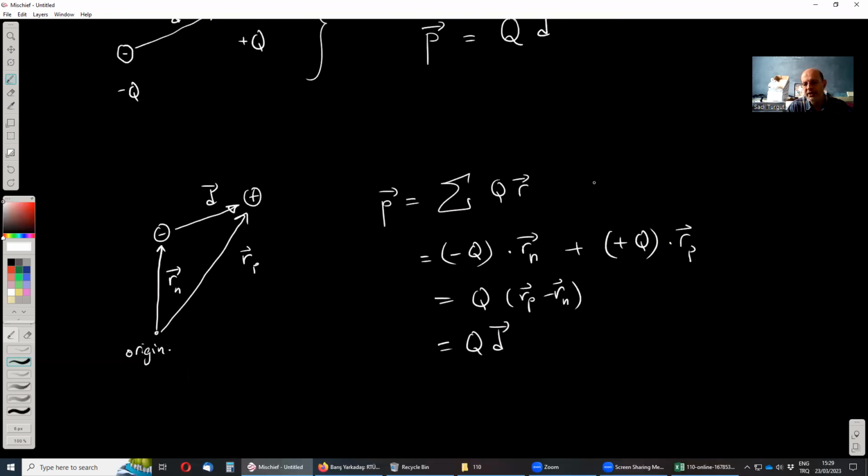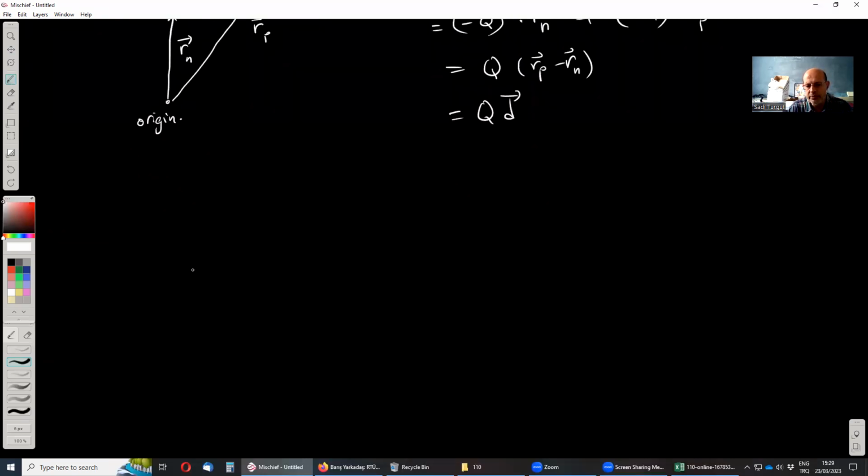So this is going to produce the same expression. It's basically a more general definition. And this is why the physicist definition of the dipole moment is best, because this formula is a simplified formula.